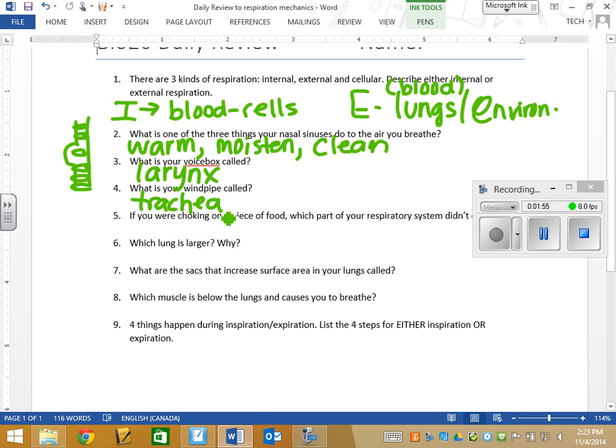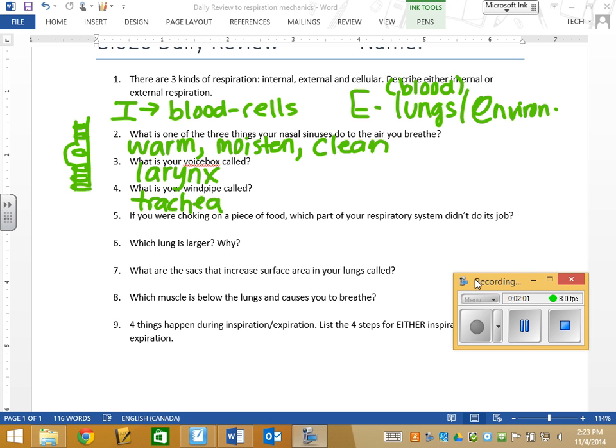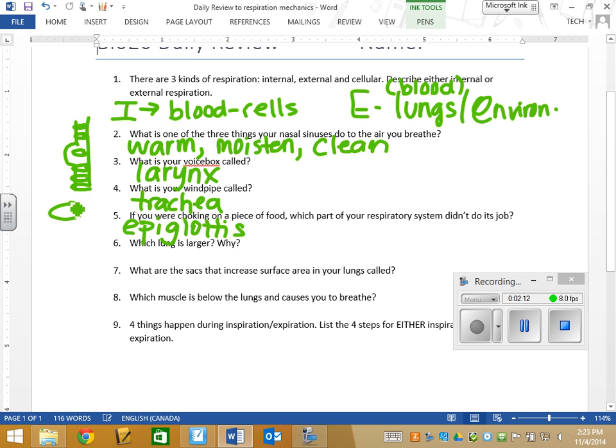Number 5 asks, if you were choking on a piece of food, which part of your respiratory system didn't do its job? And that is your epiglottis. That's the little flap of tissue at the top of your trachea. So if this is your neck, you have 2 tubes that run down your neck. You have your trachea, and you have your esophagus. And so there is a little piece of tissue that's supposed to cover your trachea so that food does not go down that tube. But remember, the pharynx is this common opening where food and air both pass through.